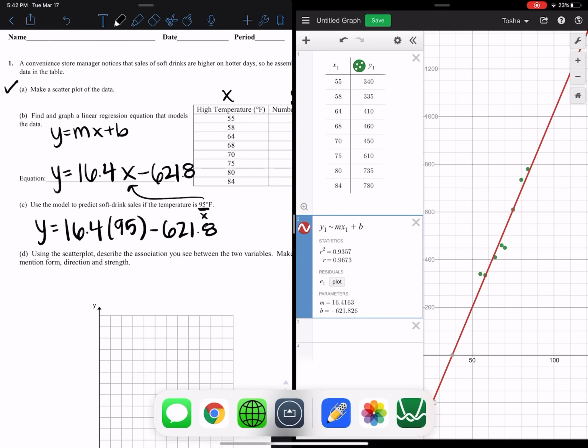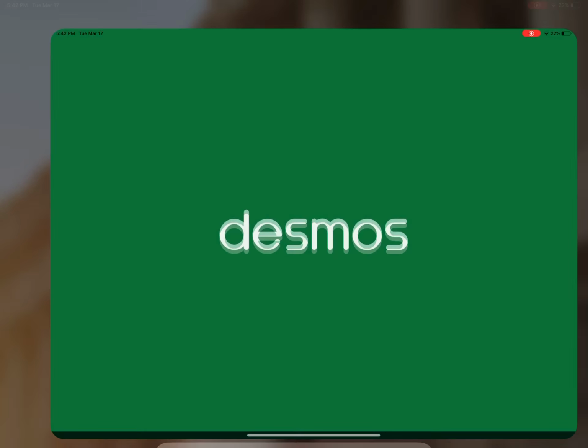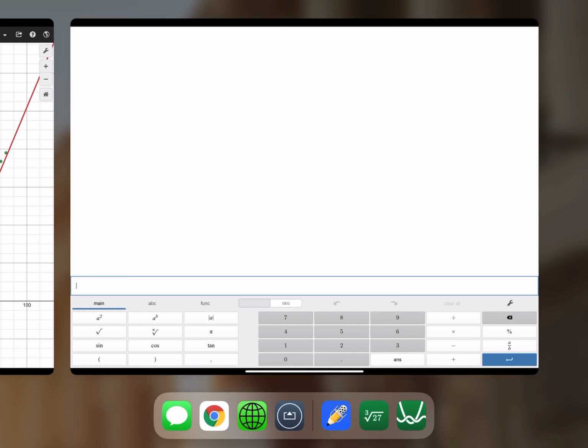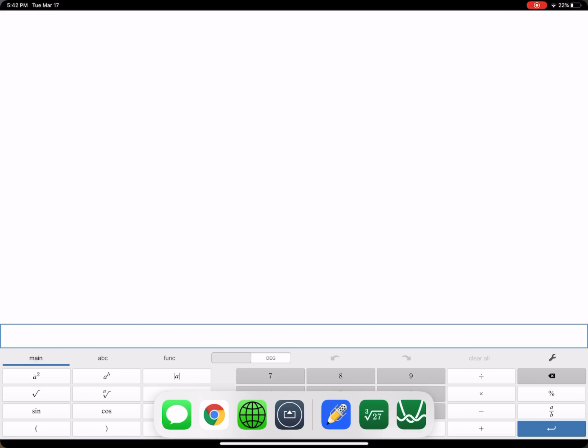So on here, I also have the scientific calculator for Desmos, so I'm going to bring that one up as well.